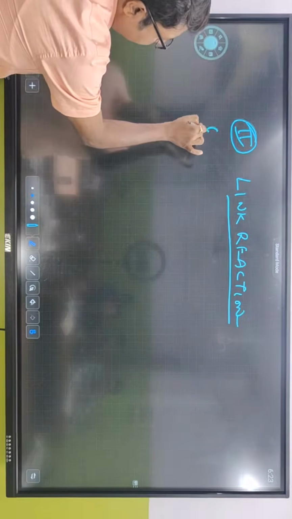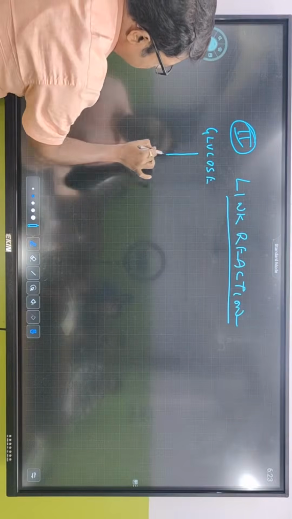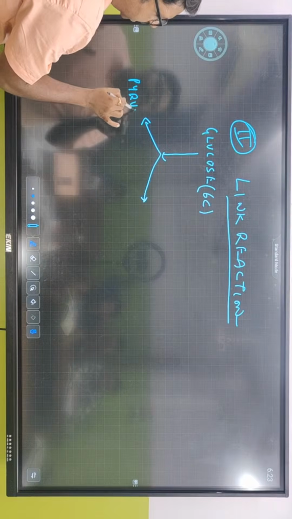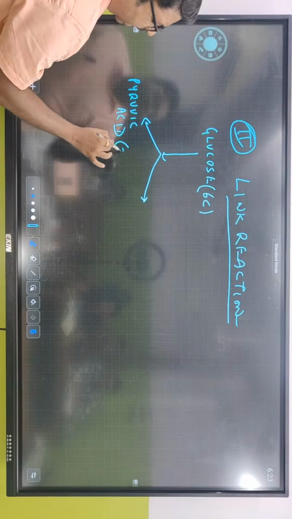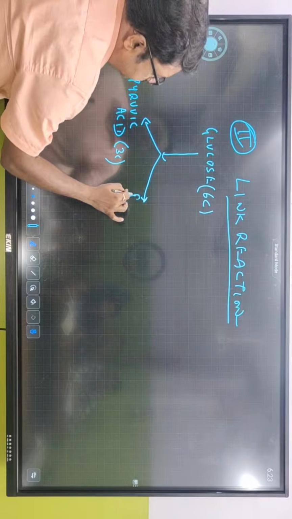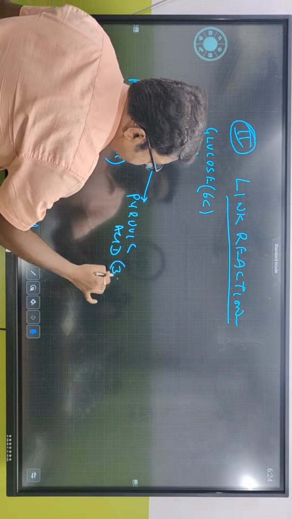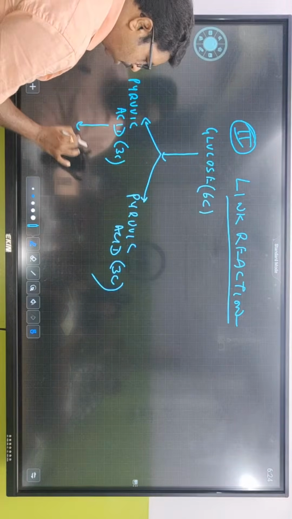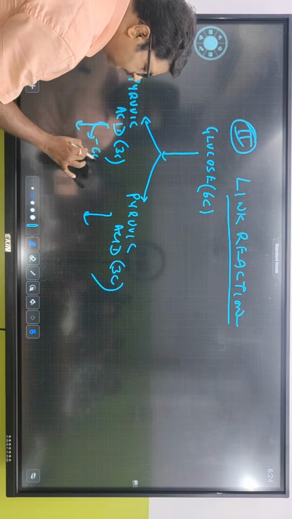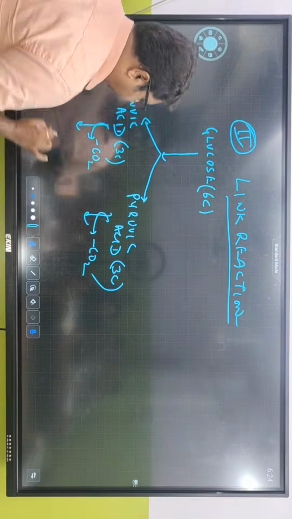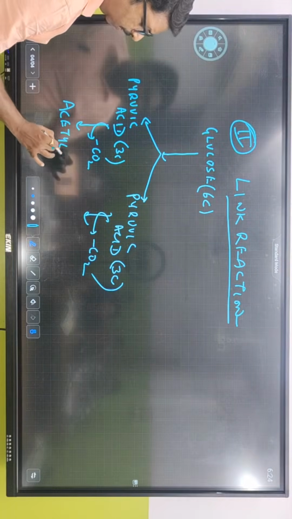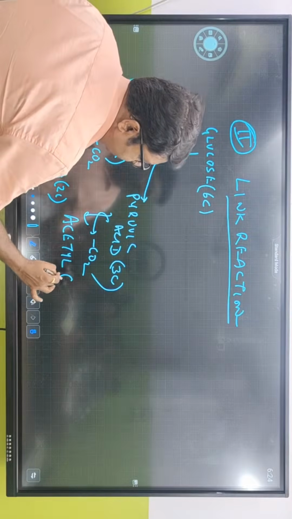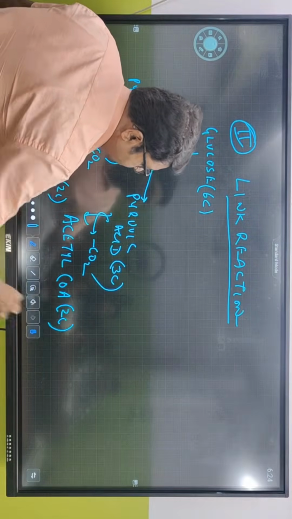from glycolysis, what is ultimately formed? By the process of glycolysis, from 6 carbon glucose, tell me what has been formed? 2 molecules of a 3 carbon compound called pyruvic acid are formed. Now these 2 pyruvic acid, by decarboxylation, carbon dioxide goes off and they form what? Acetyl coenzyme A, which is a 2 carbon compound.